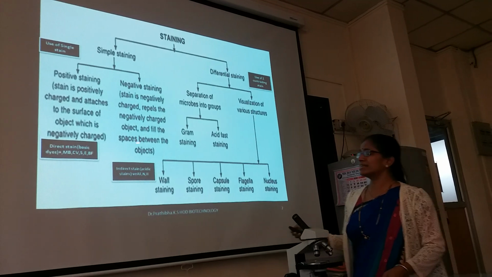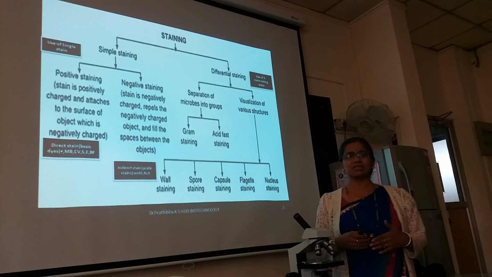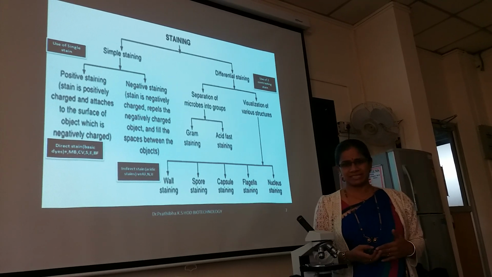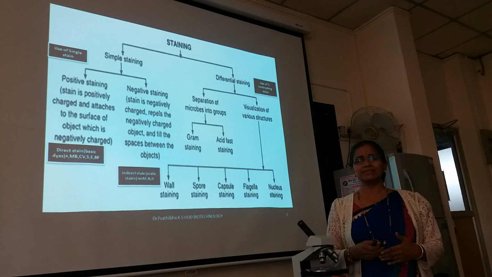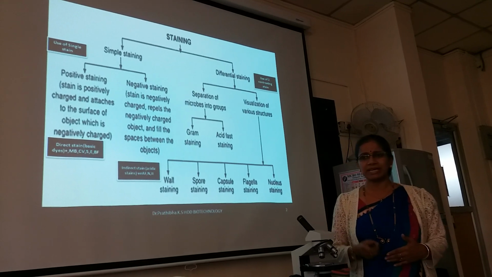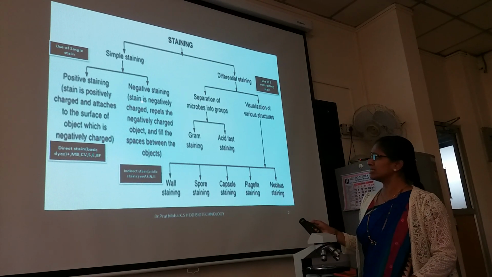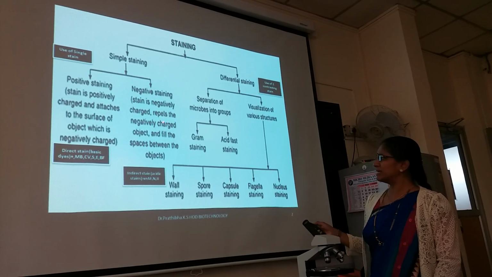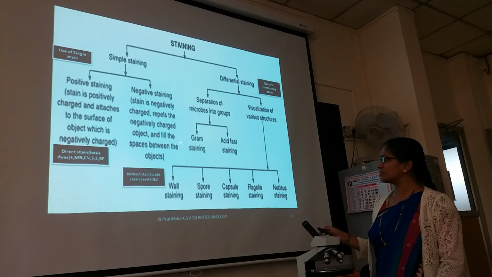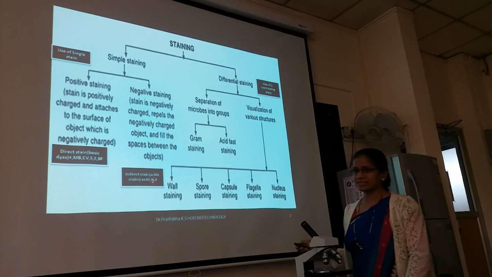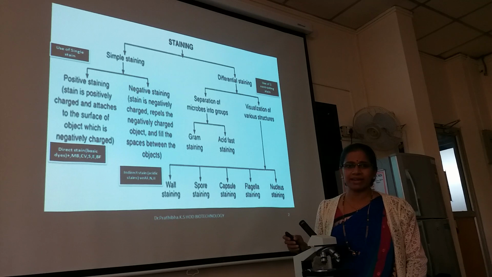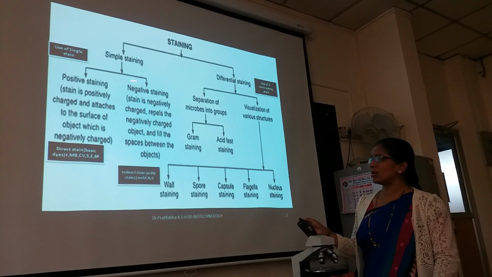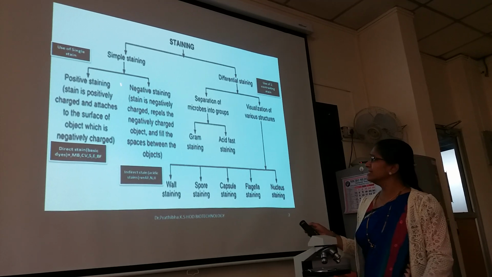Why is it indirect? In negative staining, the organisms are not stained directly. Instead, the background is given the stain, because the microorganism cell wall is basically negatively charged. Here we use a stain which is negatively charged. This repels the negatively charged object and fills the spaces between the objects. That's why in negative staining, microorganisms look like stars in the dark sky. This is also known as indirect staining.